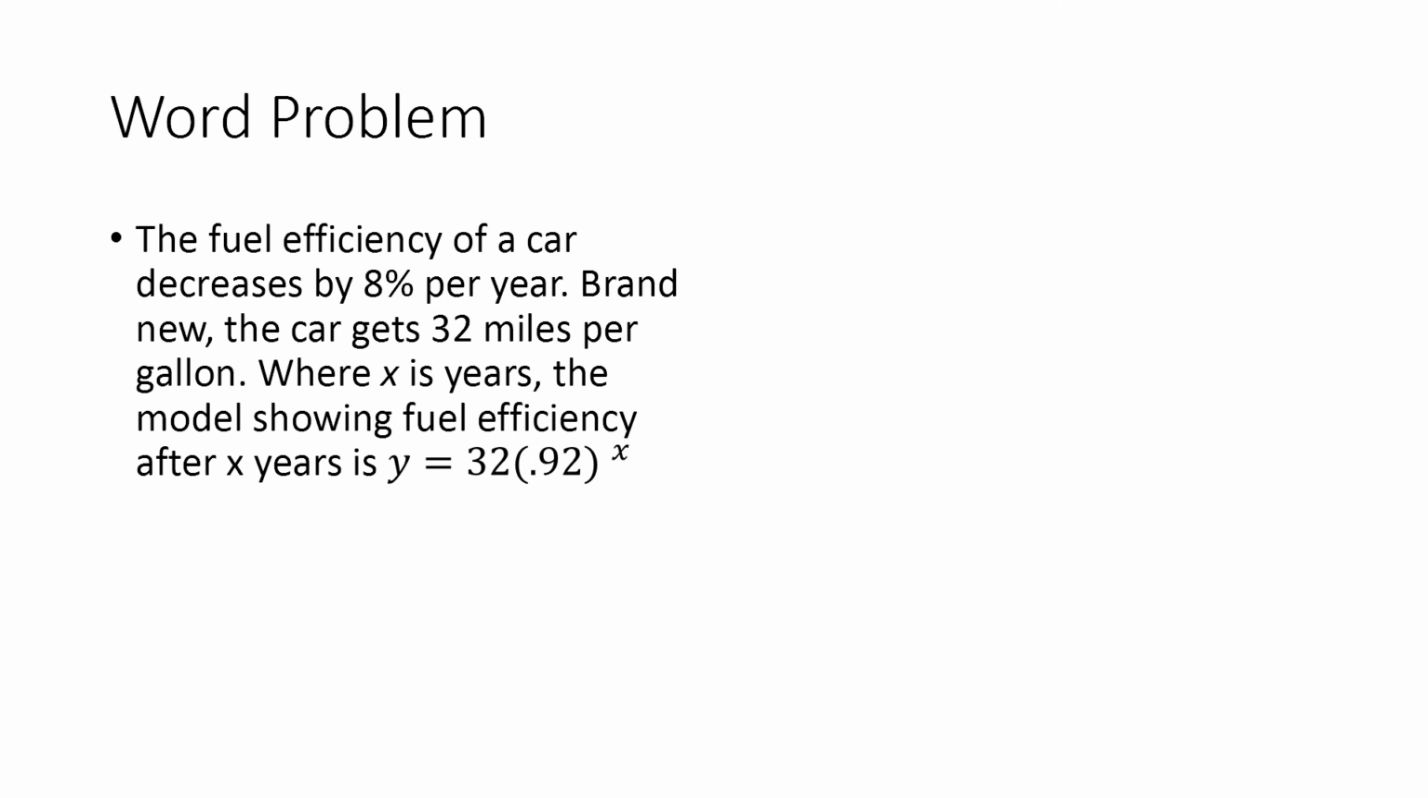Fuel efficiency of a car decreases by 8%. Brand new, the car gets 32 miles per gallon. Where x is in years, the model showing fuel efficiency is given. You may notice that you start with 32 on year 0, and you're going down by 0.92 each time. So the first question here, what's the common ratio? Well, we know from the geometric formula a couple slides ago that the base is in the position of common ratio.